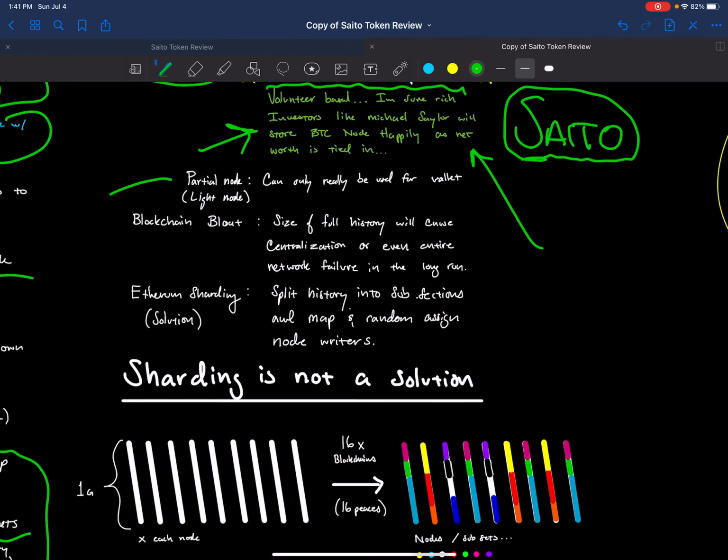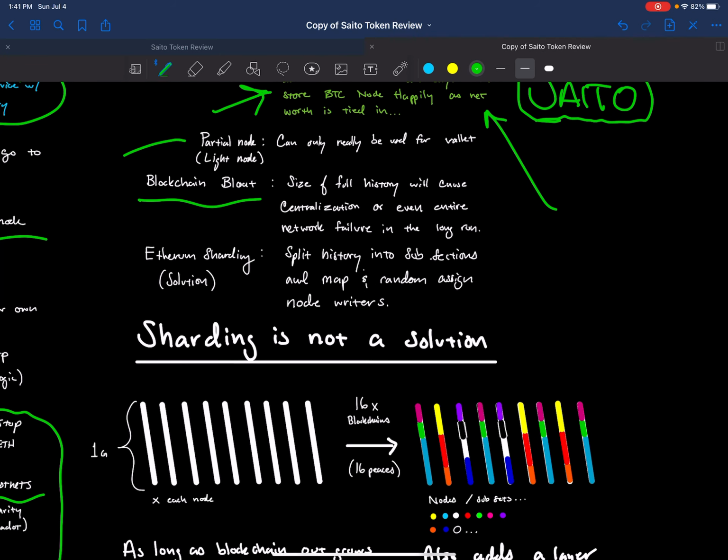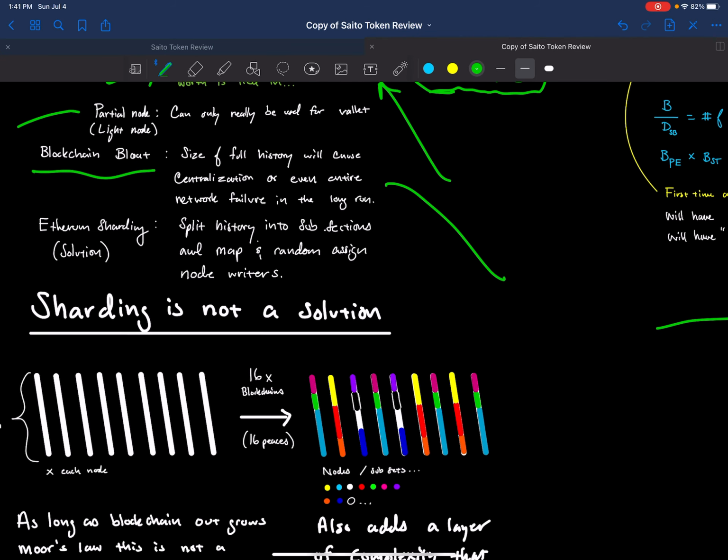A partial node can only really give you relative local data. So blockchain bloat is the size of the full history, and it will cause centralization or even entire network failure in the long run. So this is the problem with Ethereum. Ethereum is not programmed for the long run. Even Bitcoin isn't, but once again, Bitcoin's not scalable. It doesn't need to be scalable. It could just be slow and be for the rich.